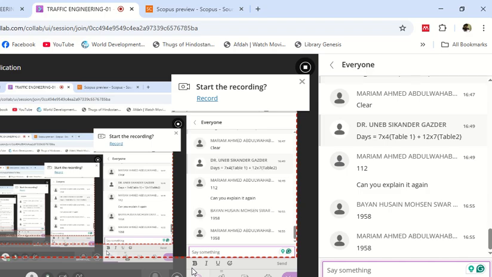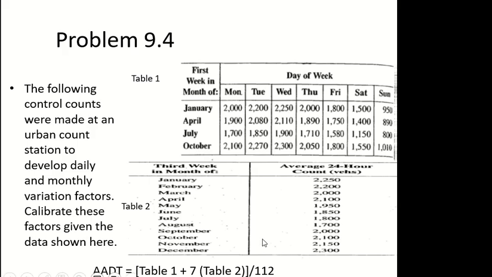Okay, so this is your ADT. Now I want to calculate the adjustment factor for each day and each month. Okay, so let us start with Monday. Okay, so Monday, if you look at table 1, Monday has 4 values. Okay, so what is the average of these 4 values for Monday? Tell me.